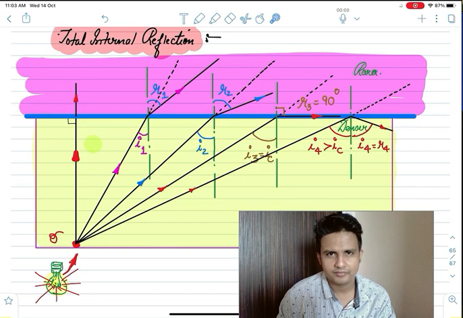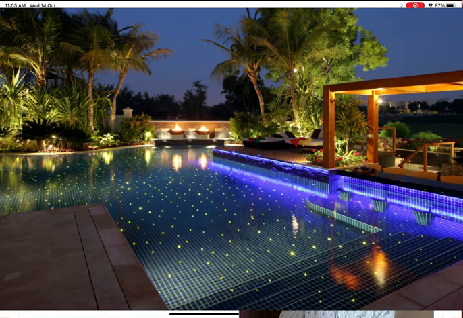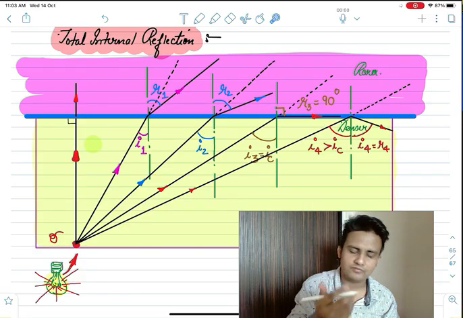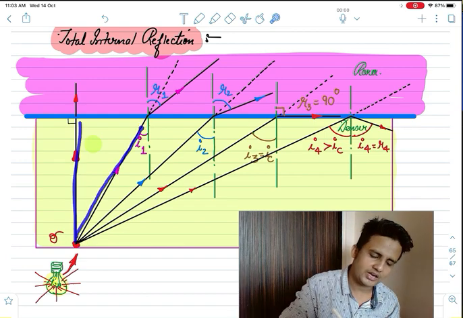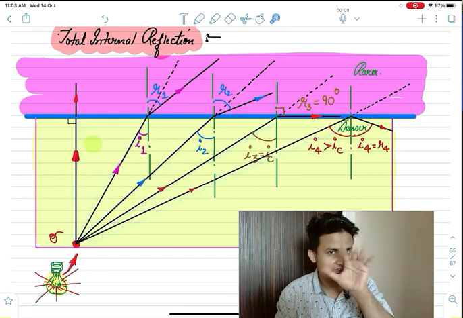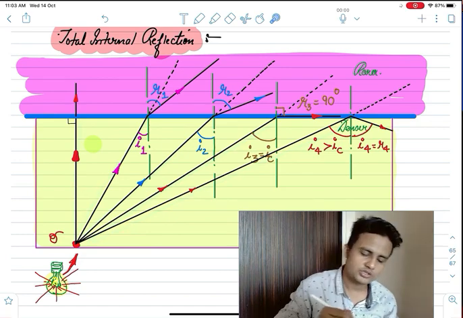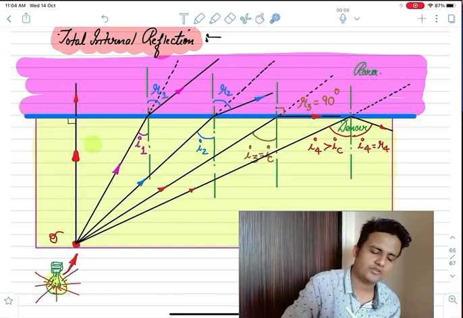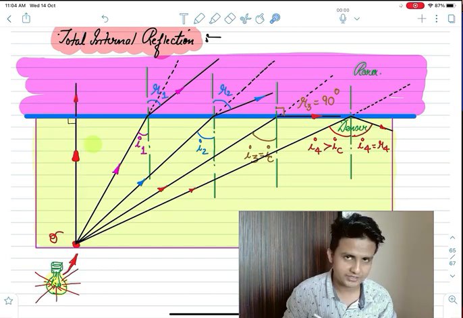If you have seen a swimming pool, instead of filling it with water, you can have a lighting system inside the pool. So just imagine that this is the swimming pool. When the bulb glows, one ray will go here, another here, third, fourth, fifth. Like this I have taken 5 rays, all going up. The ray coming over here has an angle of incidence of 0 degrees. It will go straight. It will not deviate.